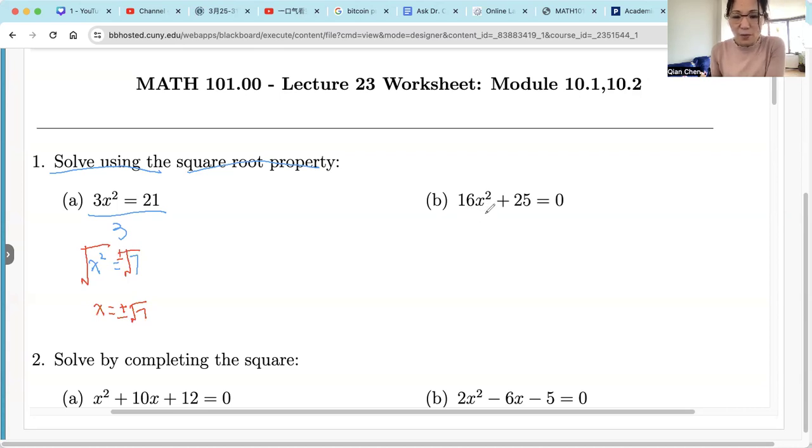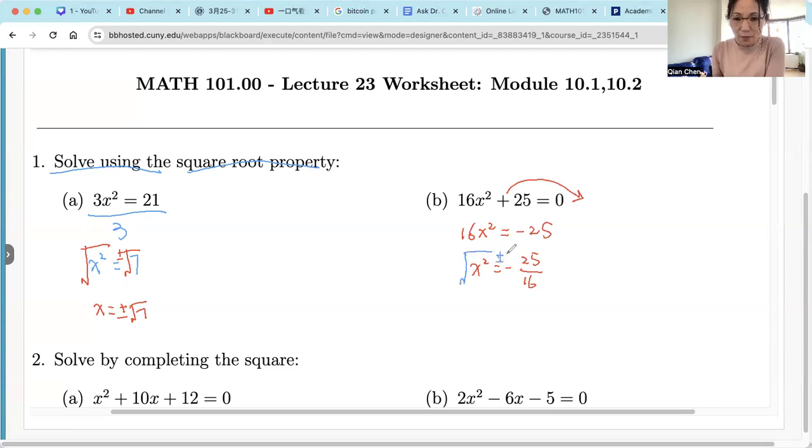B, we have 16x squared plus 25. Because we want to use the square root property, let's move 25 to the other side. So it becomes negative 25. So we have 16x squared equals negative 25. Now we divide 16 on both sides. So we get x squared equals negative 25 divided by 16. Now let's square root. So we square root both sides.